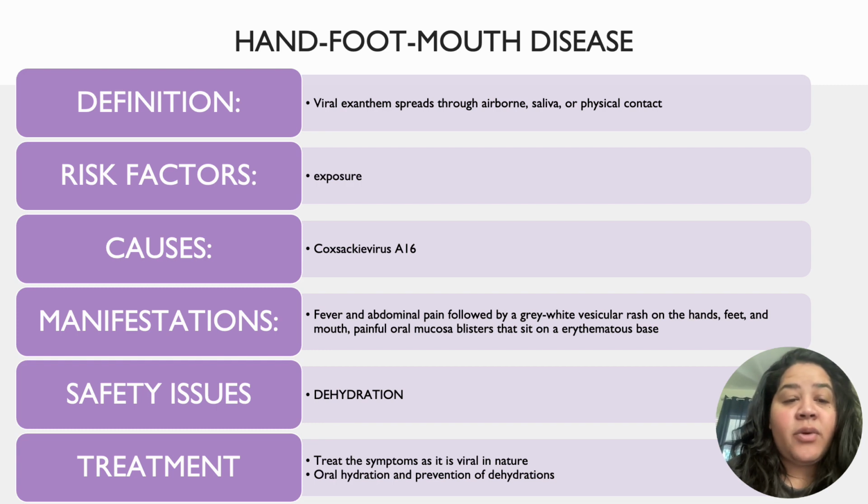Manifestations are going to include a fever and abdominal pain, followed by gray-white vesicular rashes on the hands, feet, and mouth, as the name of the exanthem indicates. They can even have blisters within the oral mucosa that are extremely painful. They're going to look like little white pimples that sit on an erythematous base, or a red base, inside of the mouth.